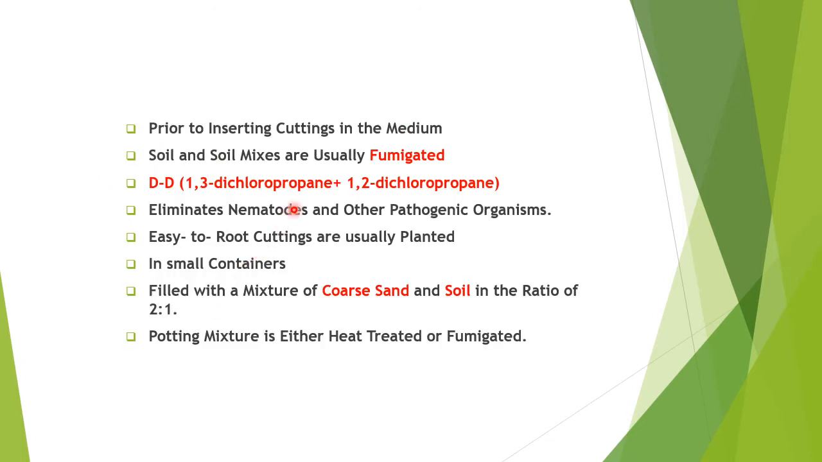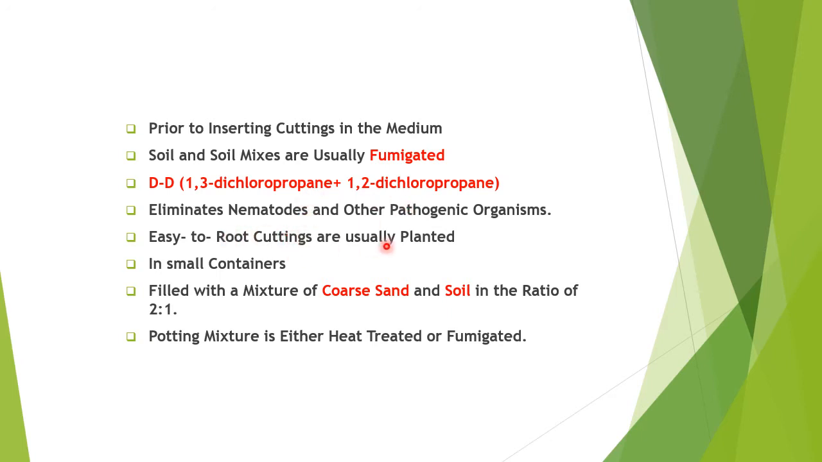Before you insert the cuttings, the medium is usually fumigated. Whether it is soil or soilless mixes, they are usually fumigated with D-D (1,3-dichloropropene plus 1,2-dichloropropane), because it eliminates nematodes and other pathogenic organisms. Or you can subject the medium to solarization, which eliminates unwanted weeds as well as nematodes and other pathogenic organisms.